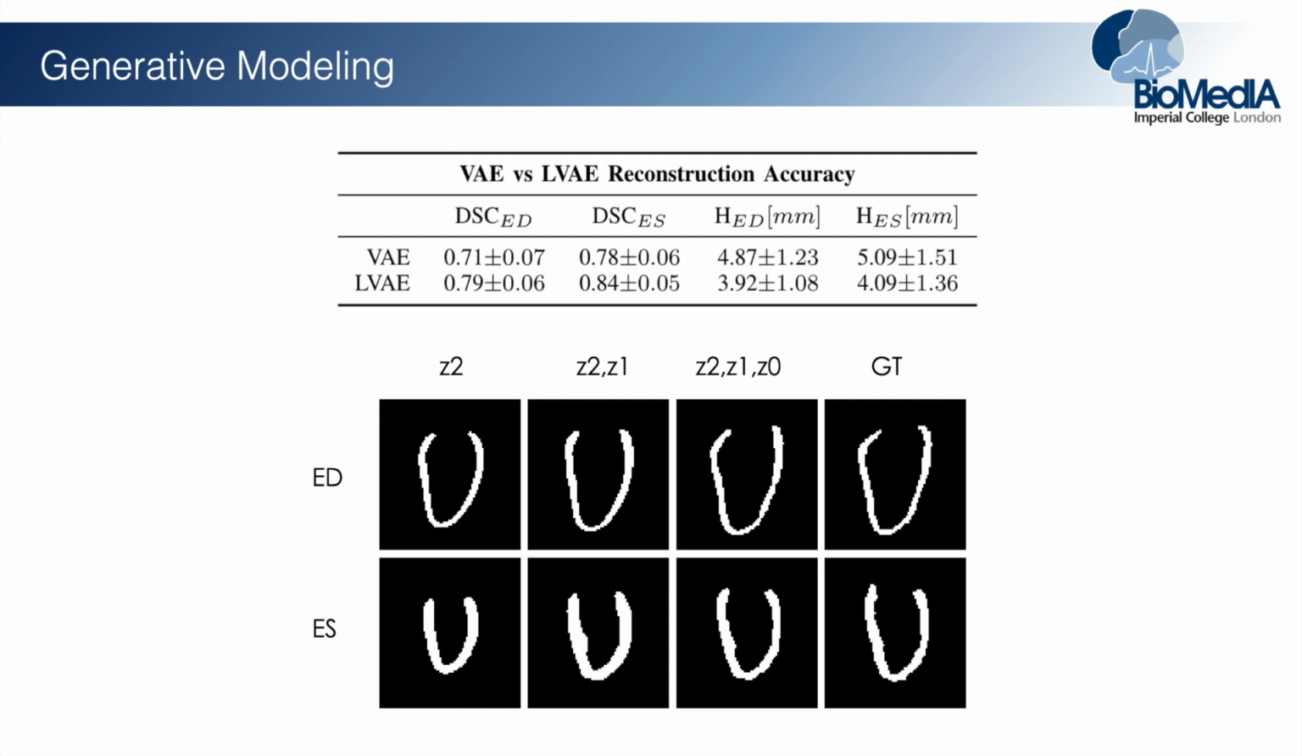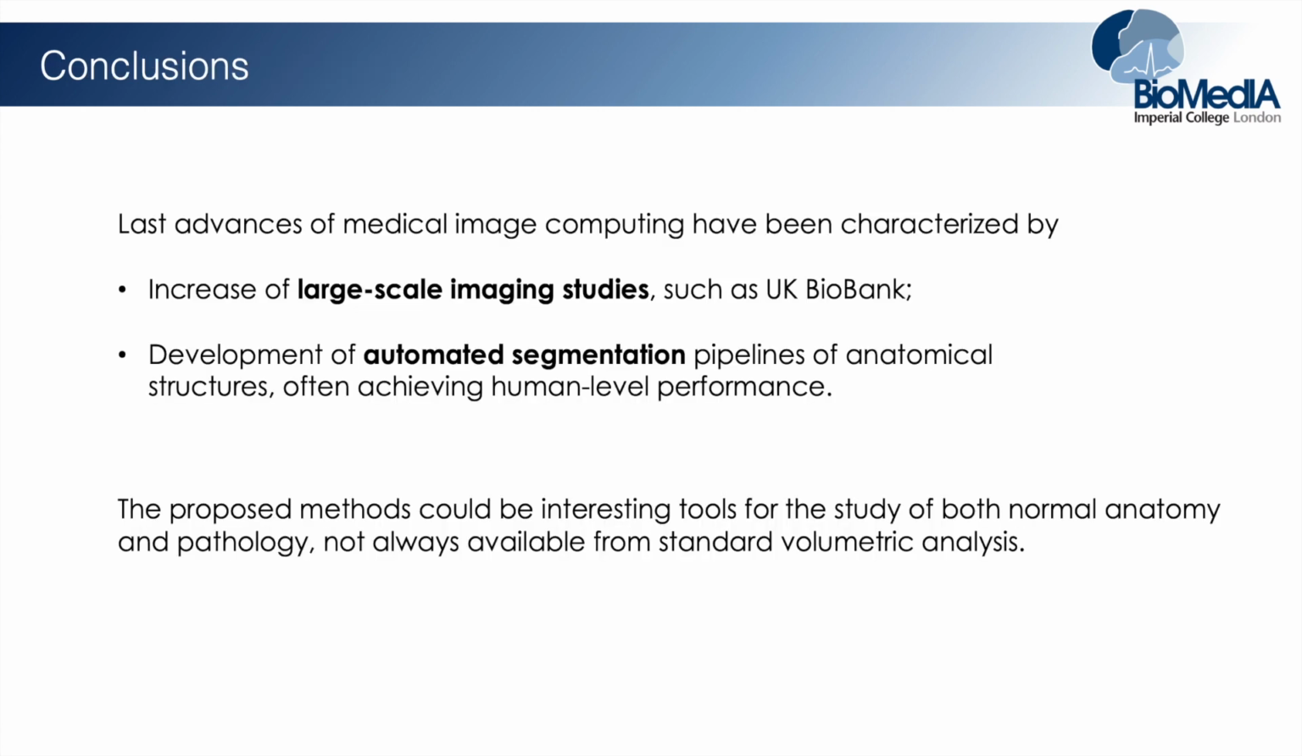So to sum up, I would say in the last years, there has been a large increase in the number of large-scale imaging studies, such as the UK Biobank, that are collecting large amounts of images of populations. This is together with the development of many automated segmentation tools. Some of them now achieve human-level performance thanks to deep learning. And we believe that we now need tools to extract the clinical information stored in this big data.